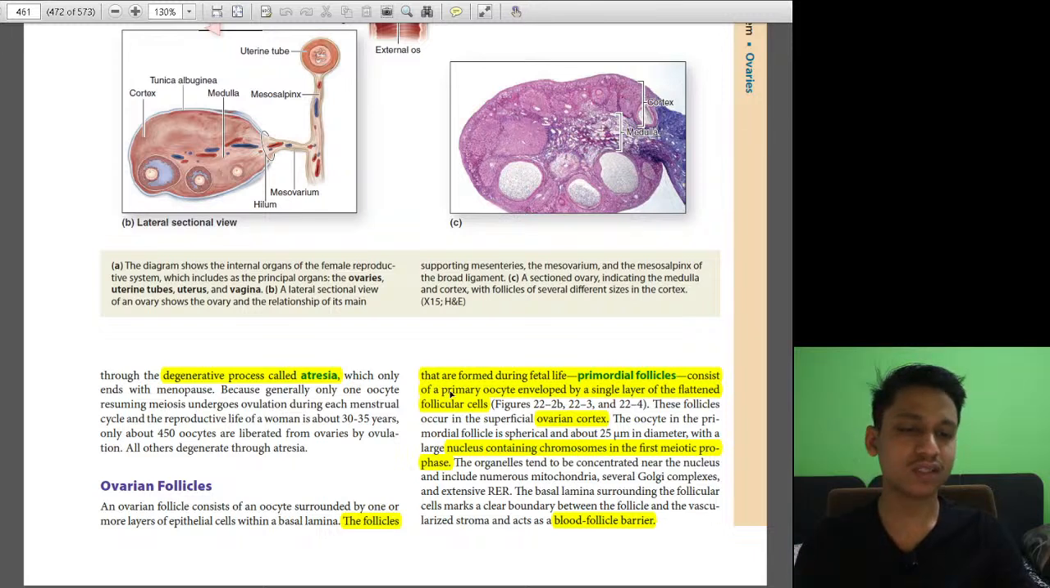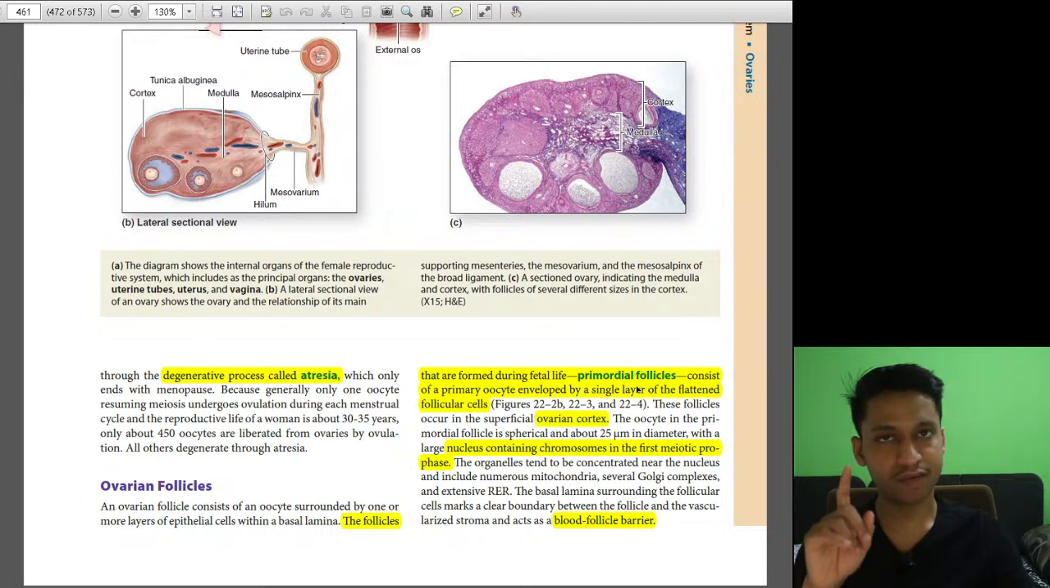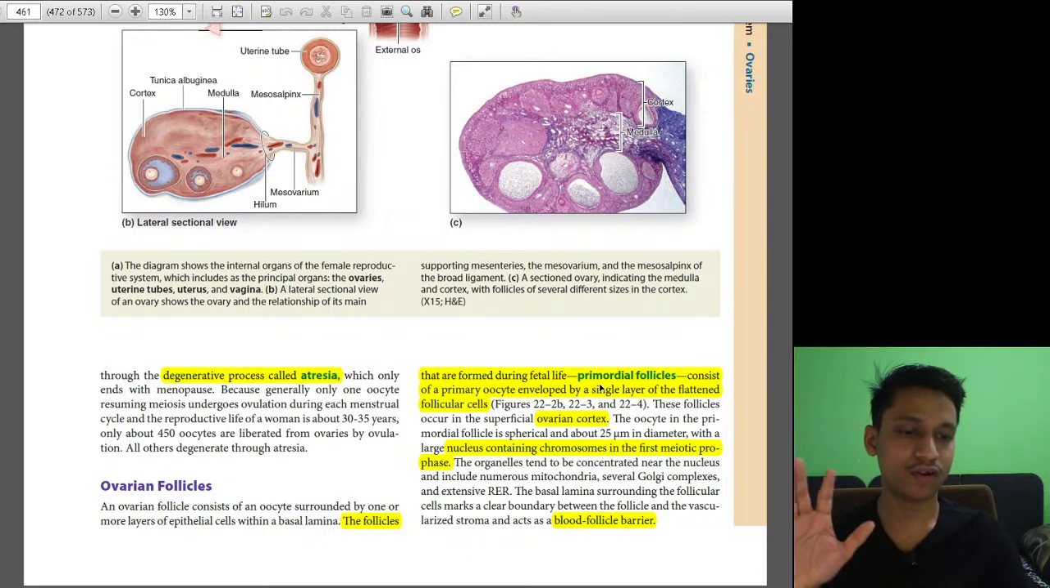Now, the follicles that are formed during fetal life, we know in fetal life we have a primordial follicle, which consists of a primary oocyte enveloped by a single layer of flattened follicular cells. This is a primordial follicle. These follicles occur in the superficial ovarian cortex. That is the location: the ovarian cortex.